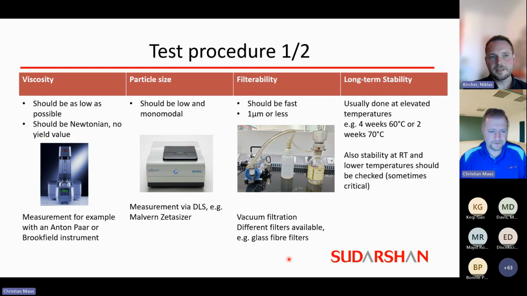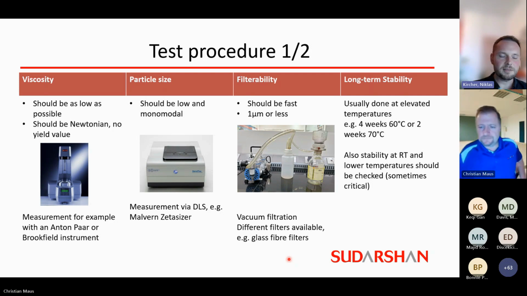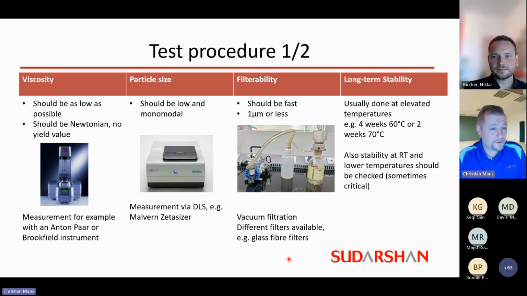And another hint from my side, sometimes also stability at lower temperatures is quite critical. You should also check that. So you can put a sample in a fridge, for example, and check what happens. Sometimes, for example, you have crystallization tendencies in the ink, and this is, of course, also a critical point. That's only one part of it.